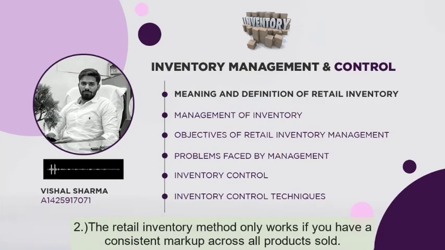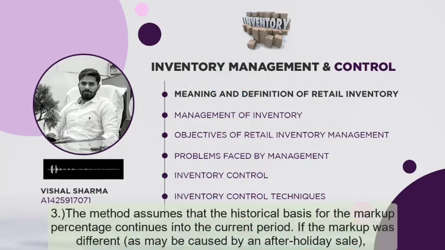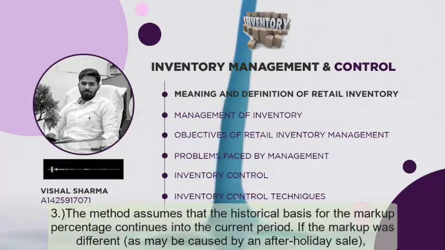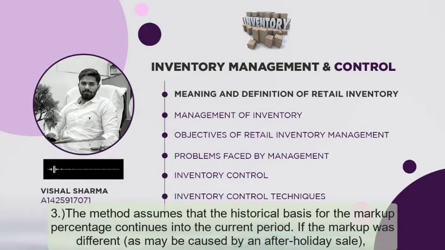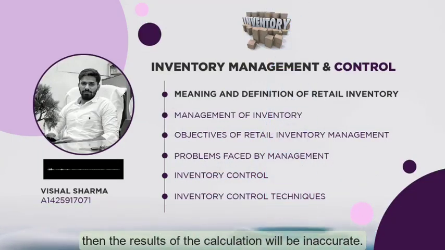Second, the retail inventory method only works if you have a consistent markup across all products. Third, the method assumes that the historical basis for the markup percentage continues into the current period. If the markup was different, as may be caused by an after-holiday sale, then the results of the calculation will be inaccurate.